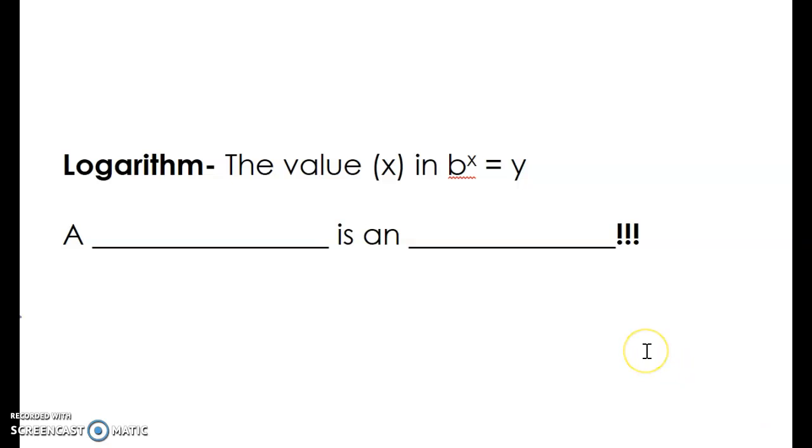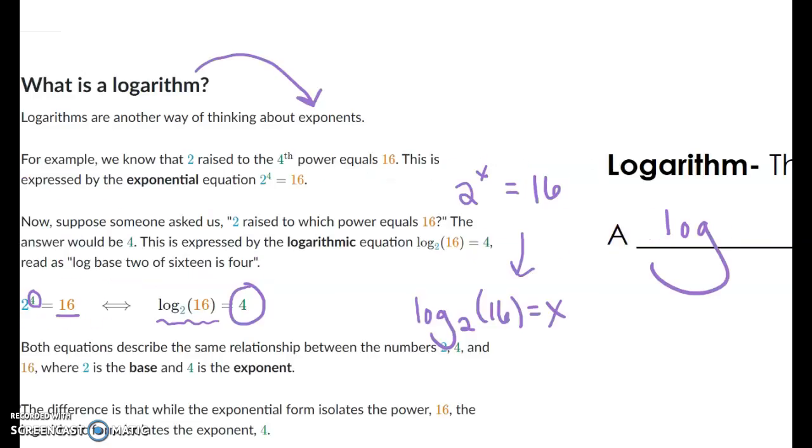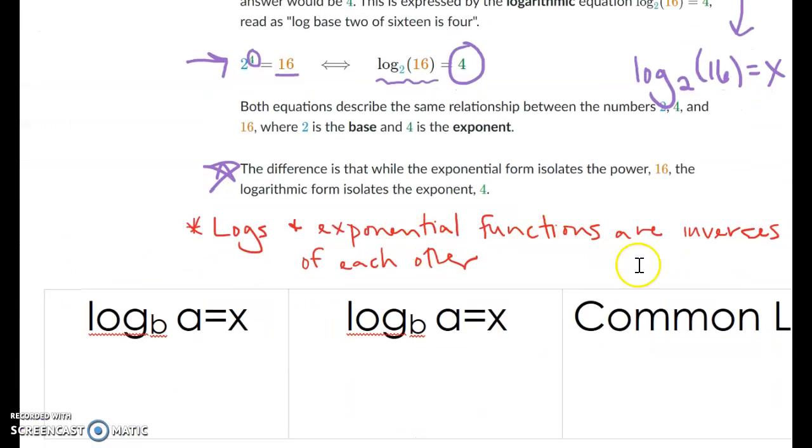But first, I'm going to make sure we stamp this point one more time. A logarithm or a log is a what? You tell me. Yes, a log is an exponent. Nice job. Let's move on.